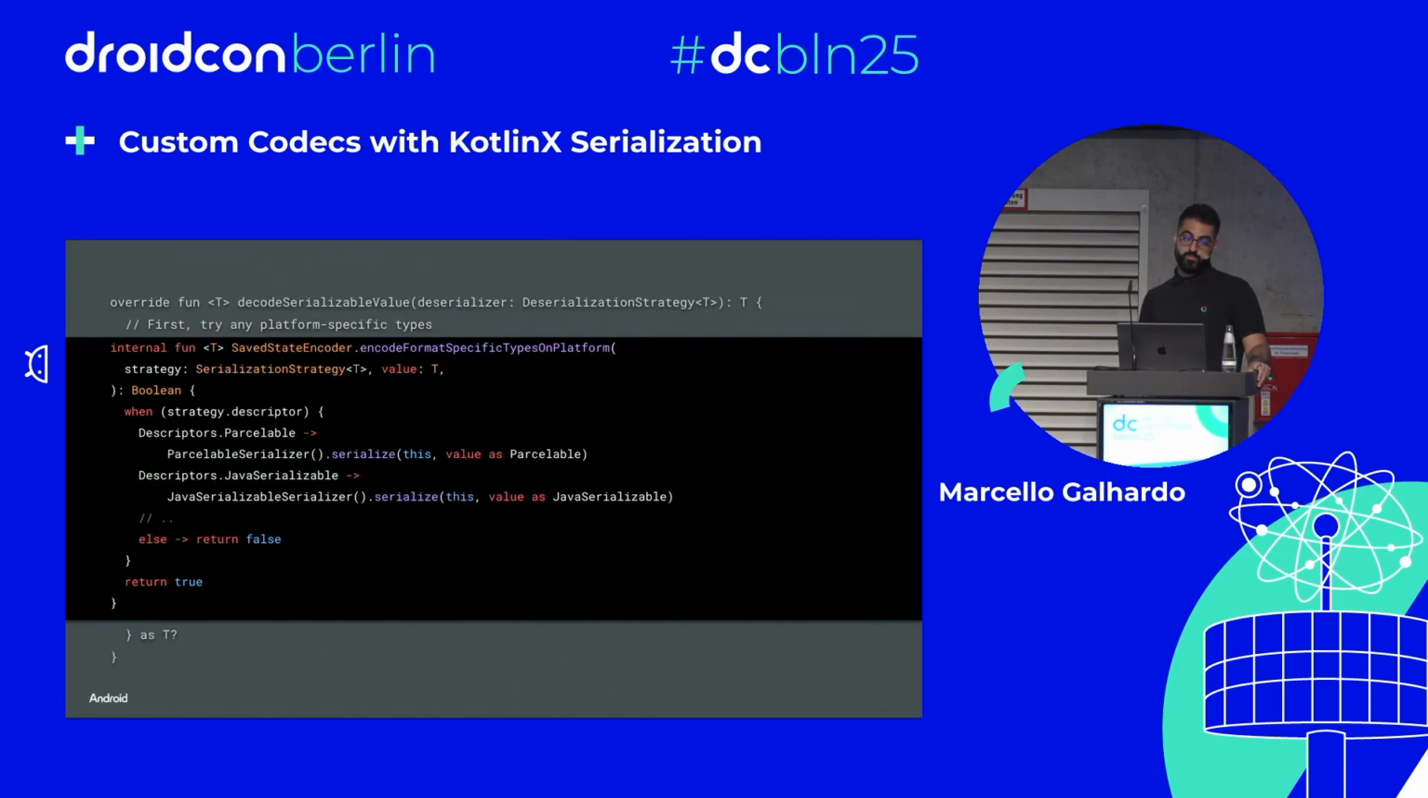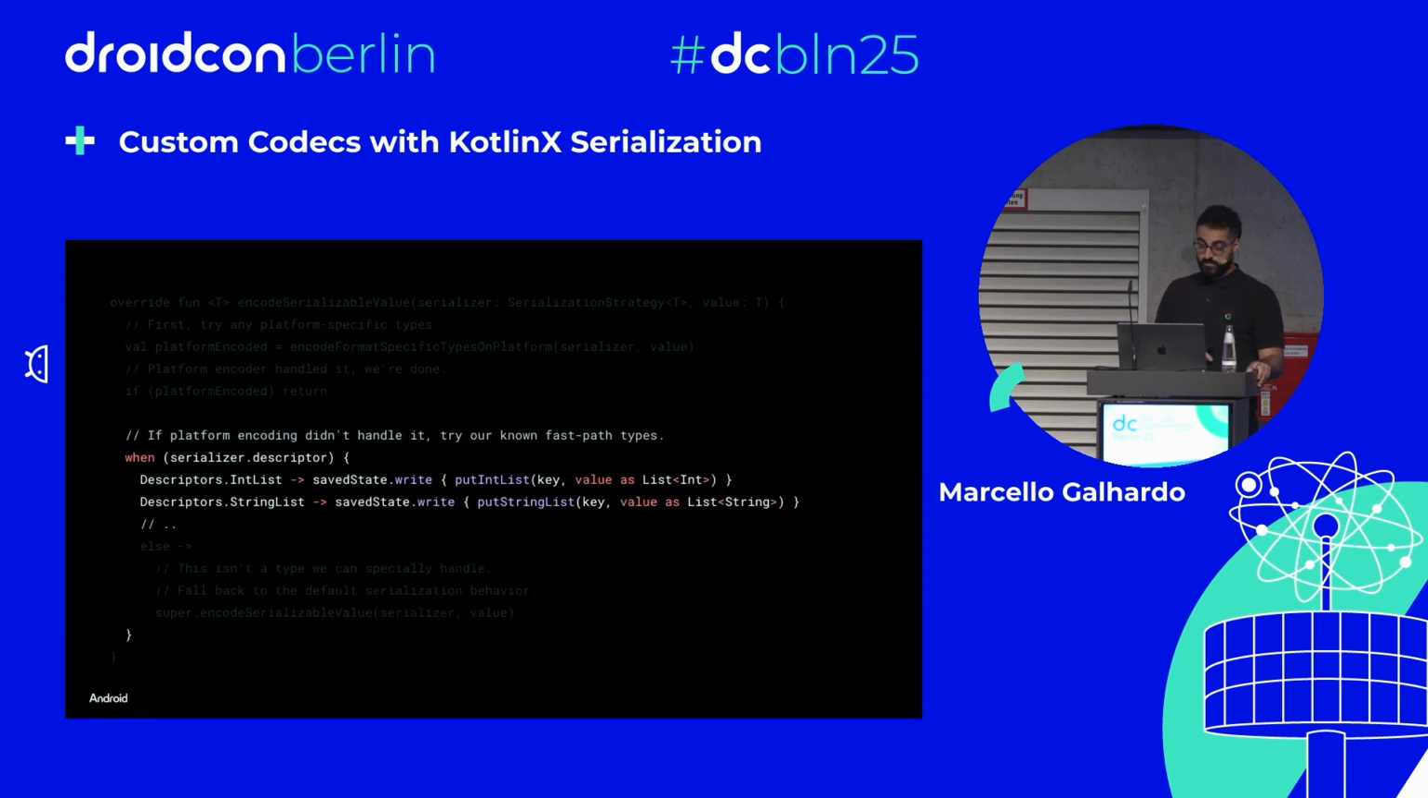In encode format-specific types on platform, we check if the value is a platform-specific type, for example, as I said, the parcelable. We're going to call the built-in serializer that we provide, the parcelable serializer. If it's a Java serializable, the interface, we call the Java serializable serializer. If it's a type we don't recognize, we return false, so we let the normal path handle it.